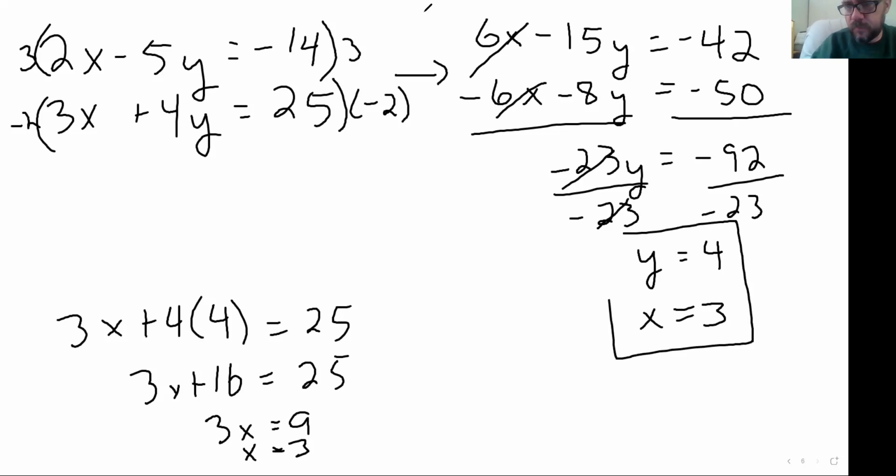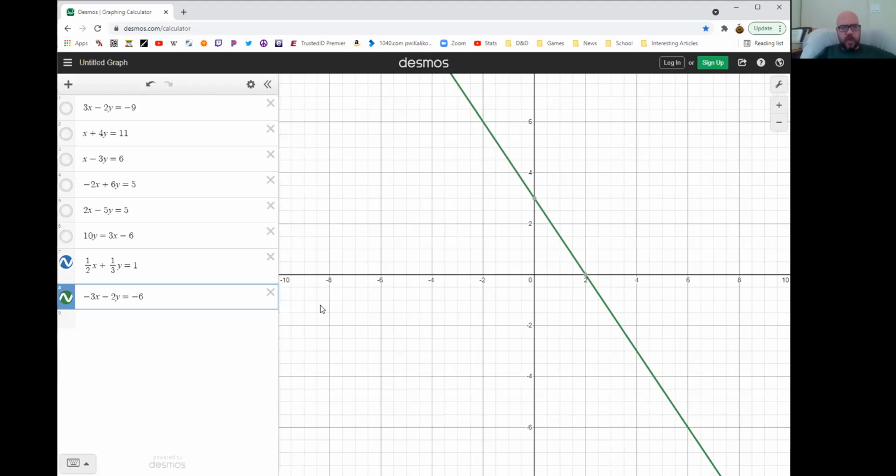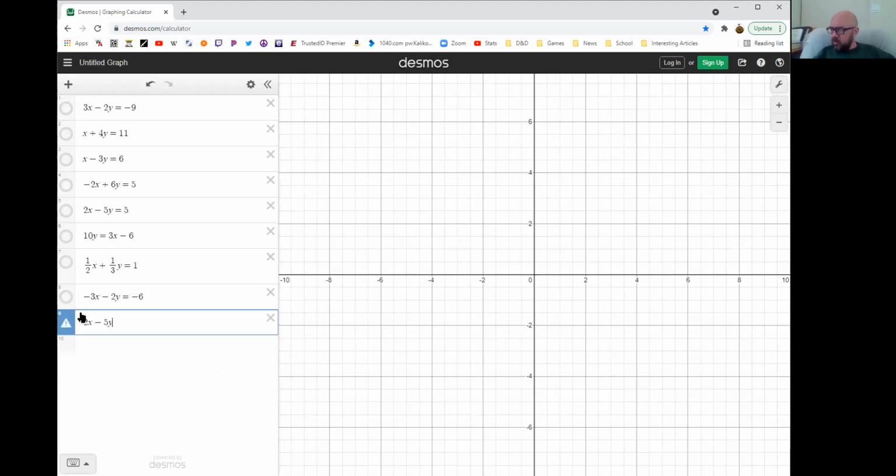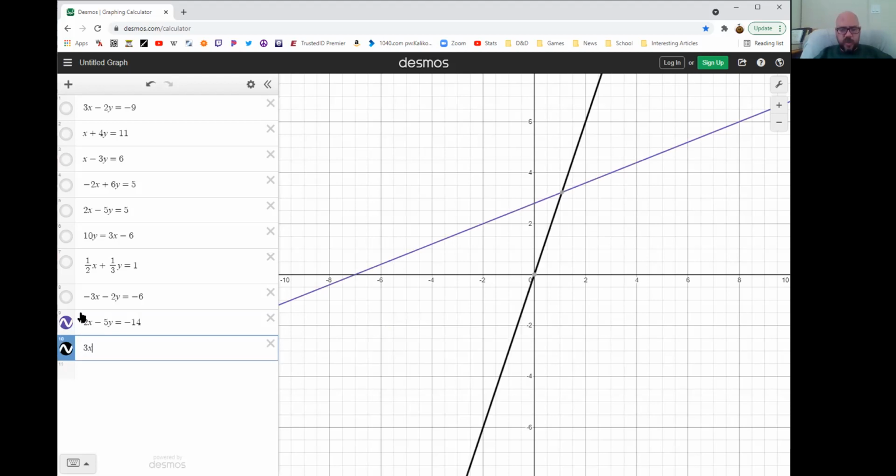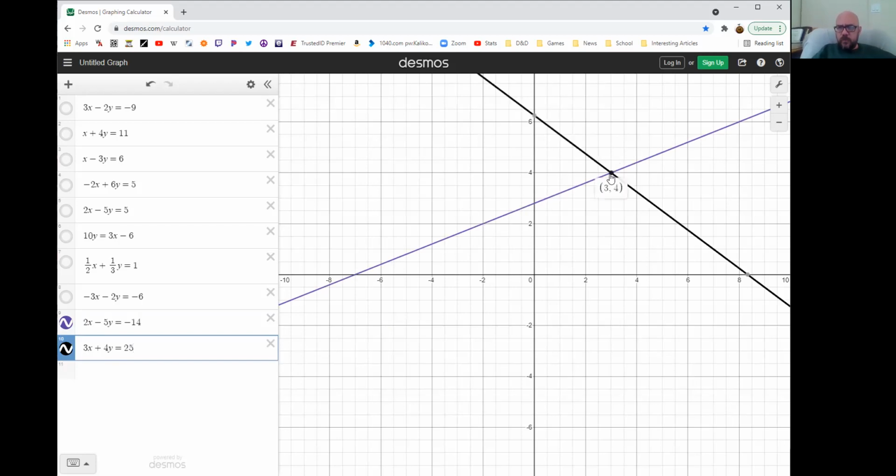Now, let's go ahead and graph these just again as a quick check to make sure that everything is going okay. So Desmos, and we're going to put these in. 2x minus 5y equals negative 14. And 3x plus 4y equals 25. And my answer is 3, 4.